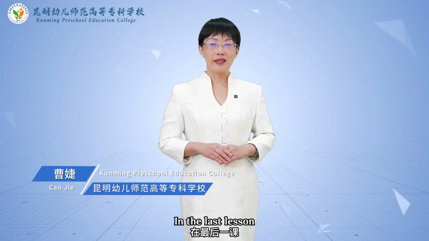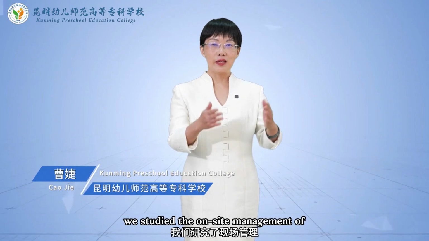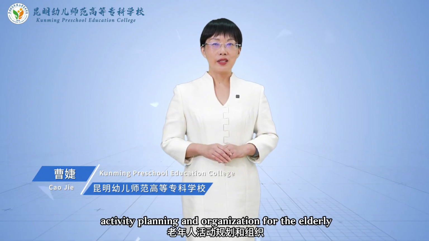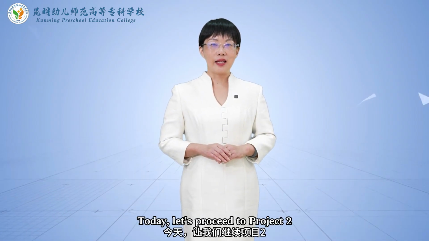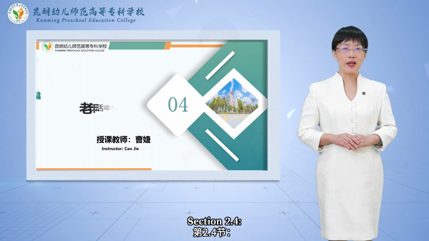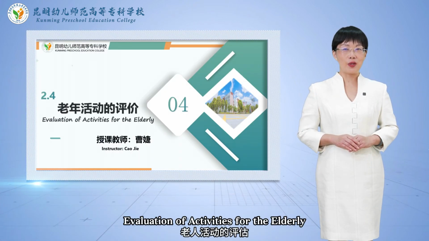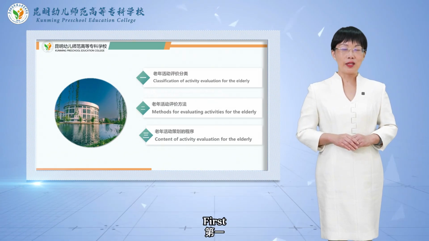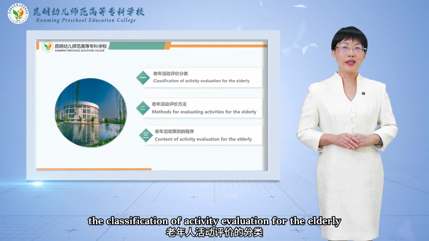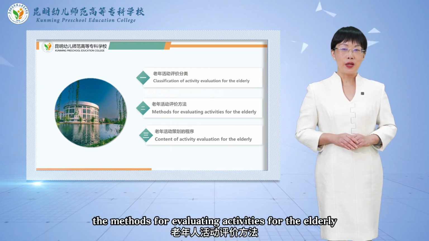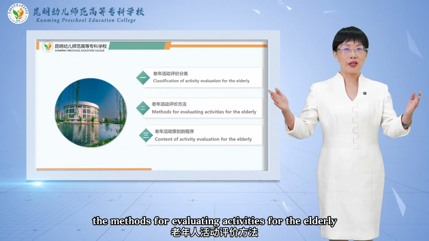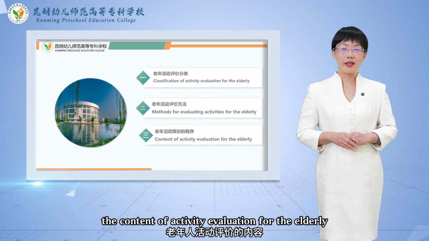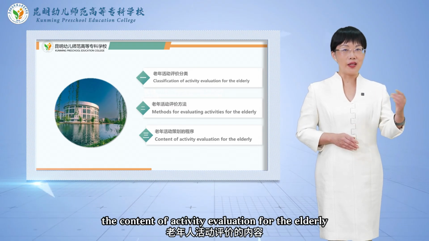In the last lesson, we studied the on-site management of activity planning and organization for the elderly. Today, let's proceed to Project 2, Section 2.4, Evaluation of Activities for the Elderly. We will explore this topic from three aspects. First, the classification of activity evaluation for the elderly. Second, the methods for evaluating activities for the elderly. Third, the content of activity evaluation for the elderly.